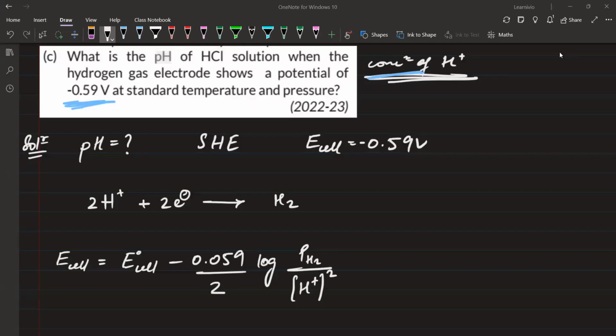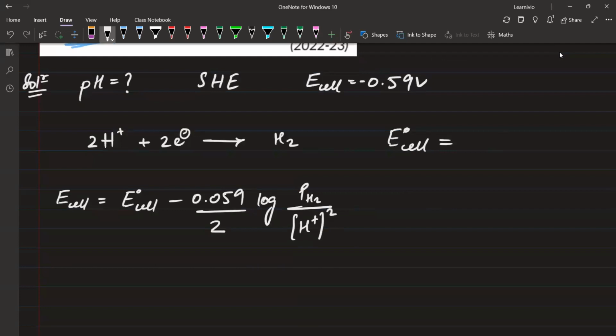For this particular cell, for the standard hydrogen electrode, we know that E naught cell will be equal to how much? What will be the E naught cell? The E naught cell for SHE is 0, remember this. That is the reference electrode, that is why it is 0. So this will be 0. I can write E cell which is equal to 0 minus 0.059, minus 0.059 is equal to minus 0.